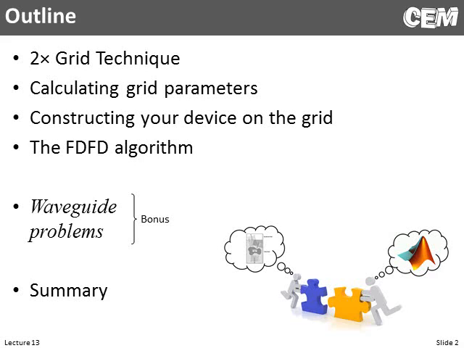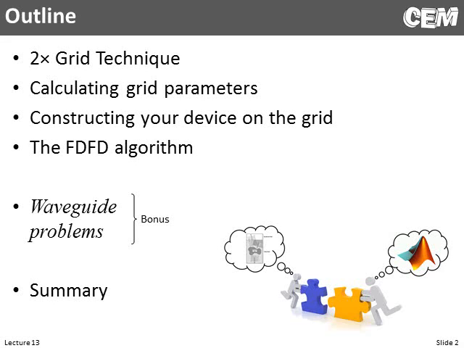The next thing we need to know before we get into the method is how to calculate the grid parameters. So this is how many cells do you need to get an accurate answer. We need to answer all that kind of stuff. Then we need to talk about constructing your devices on the grid, which ties together the above two things. How big does the grid need to be? What cell size do you need? How do you do that in a way that coordinates placement of all the field components, etc., etc.